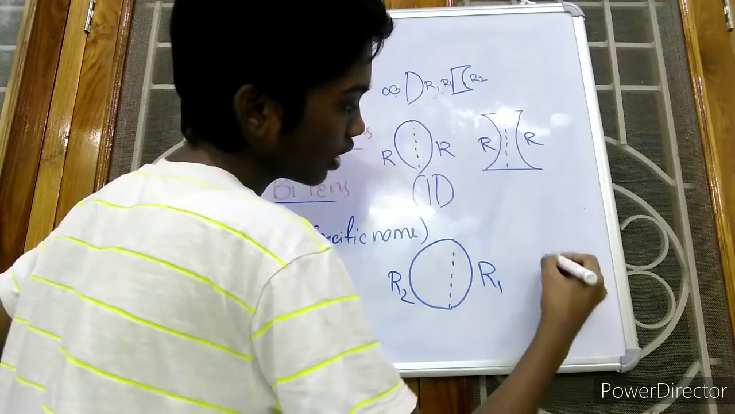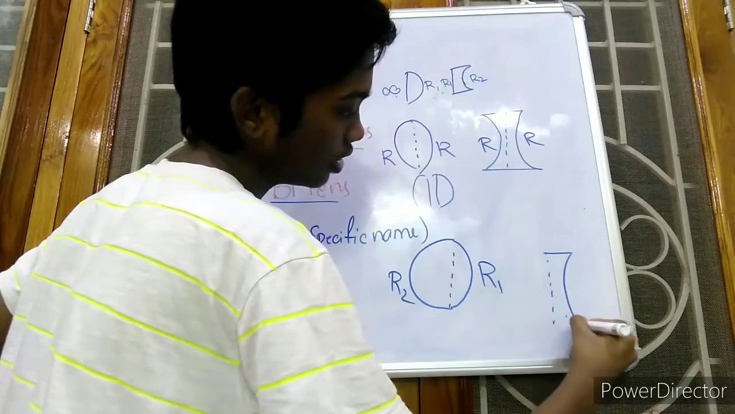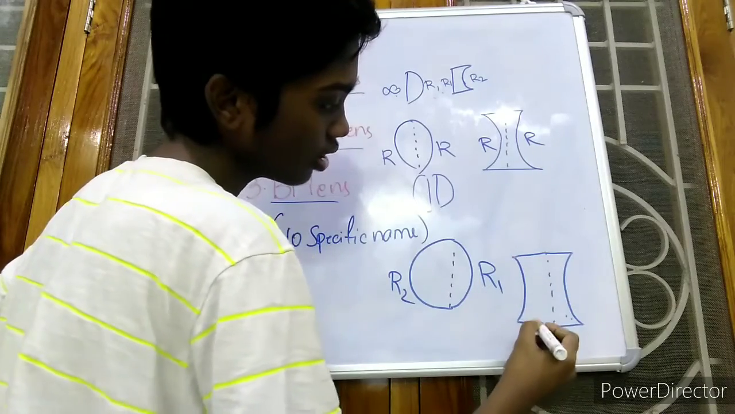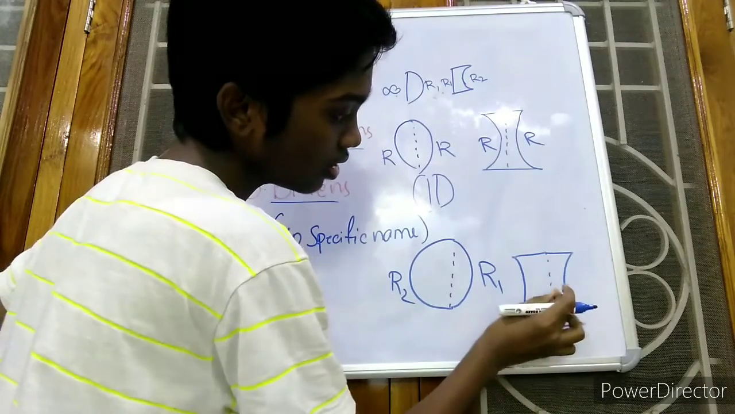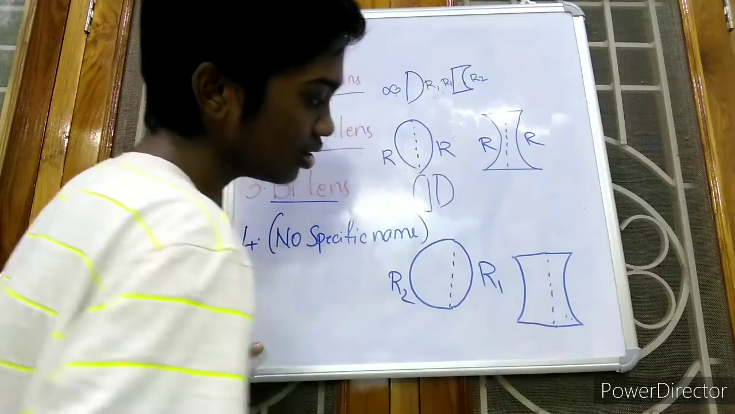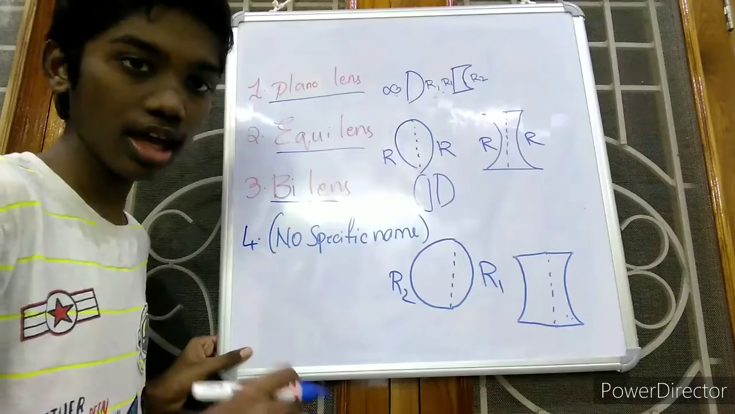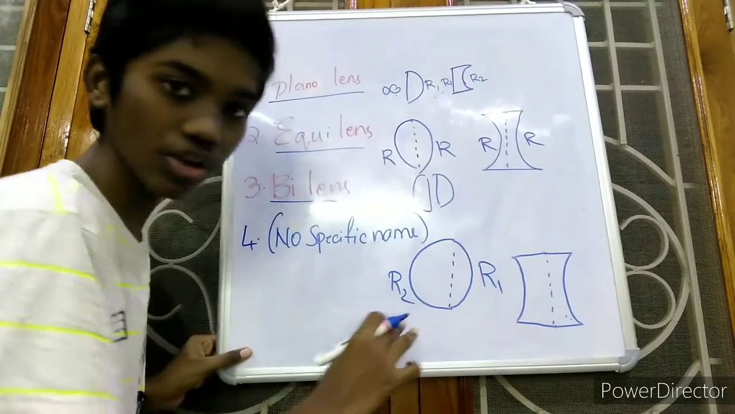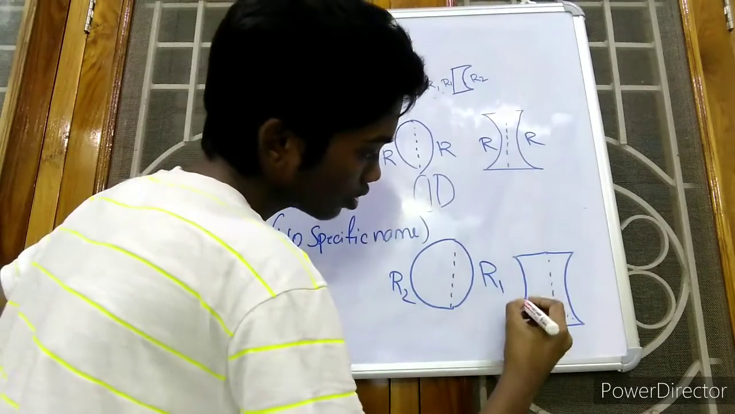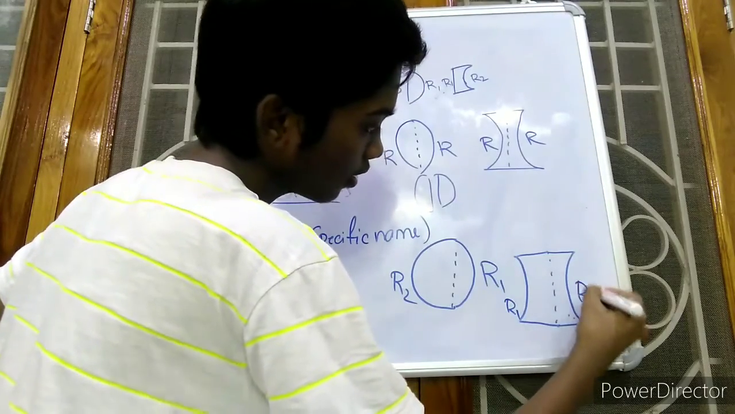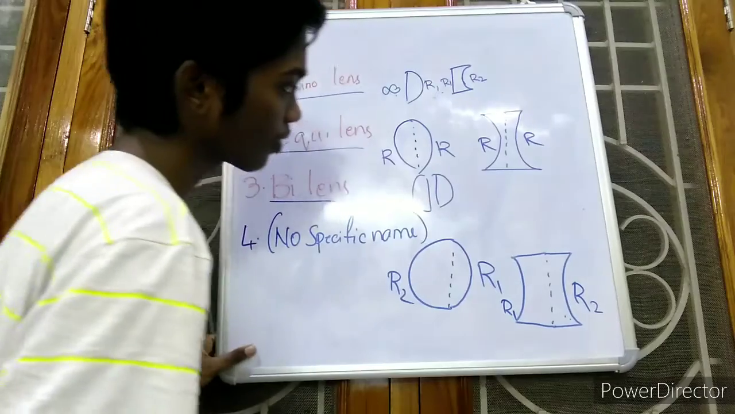And here coming to concave lens, this is a curved surface and this is also a curved surface similar to this, but here this radius of curvature is less than this. So we can say that the radii of curvature are different, but the structures, the curved surfaces, are similar. So here we can indicate this radius is R1 and this radius is R2.